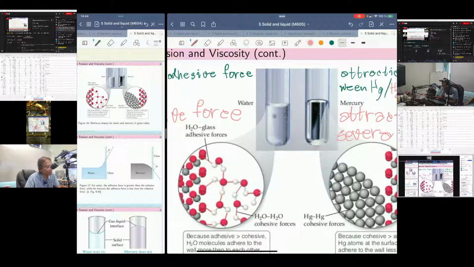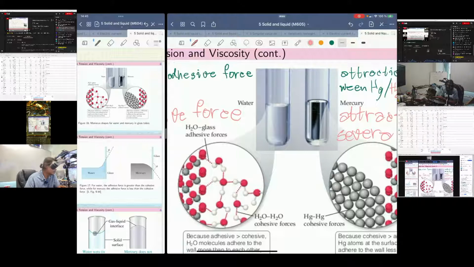In the water case, the adhesive forces are stronger than the cohesive force inside the water. So with this stronger force, the glass tries to pull the water around or close to the surface inside the glass up. They try to pull the water close to the wall up, and that's why we have this shape.